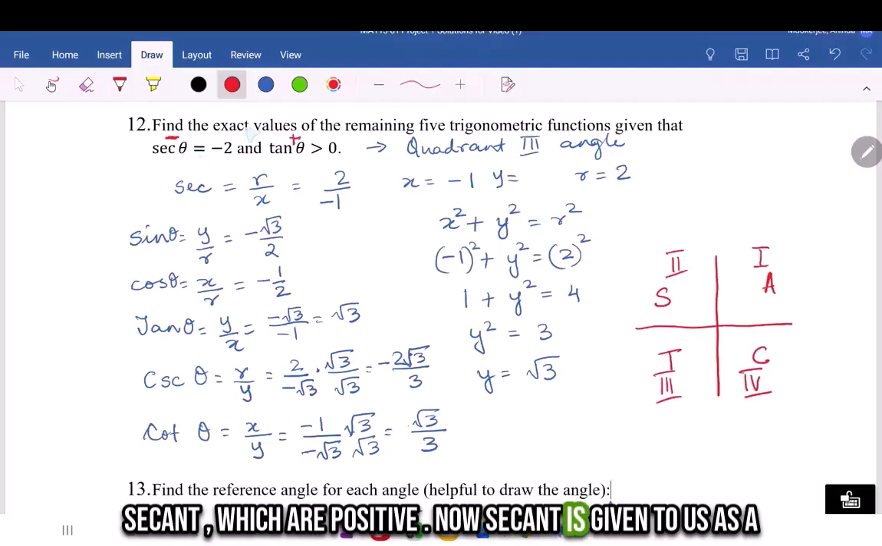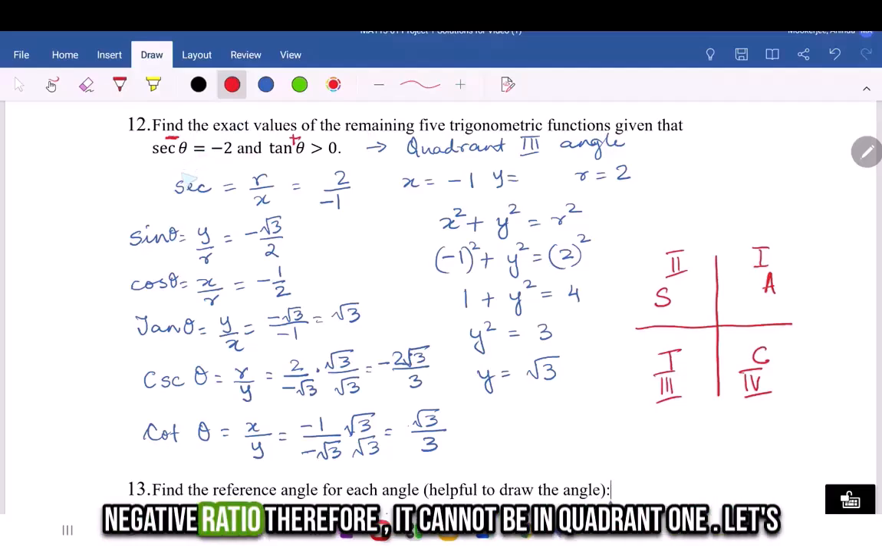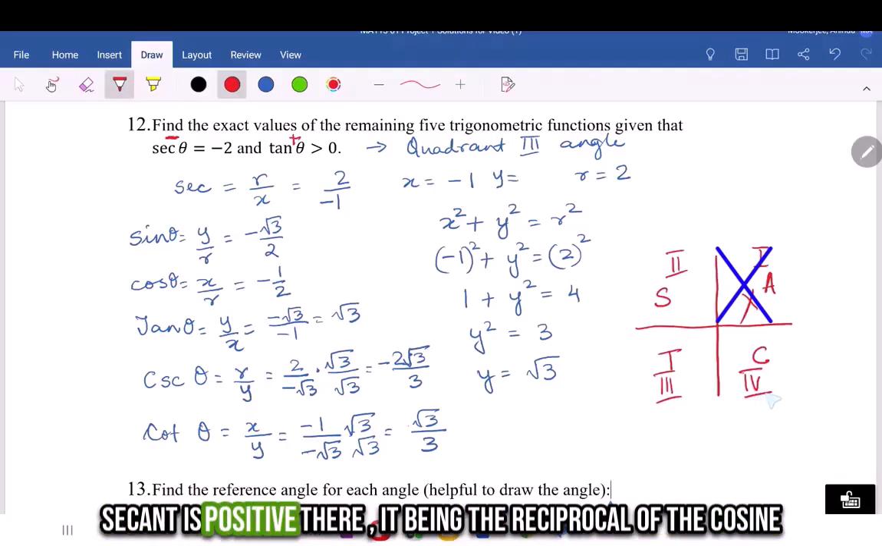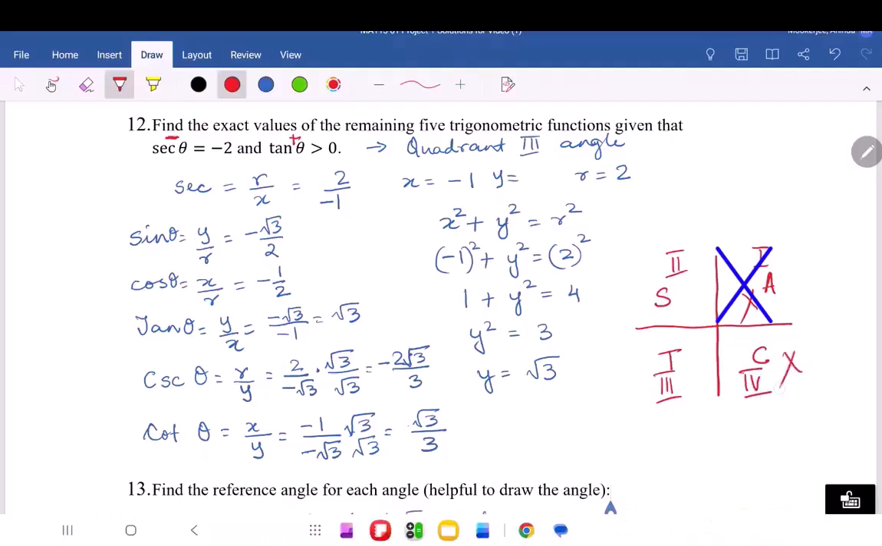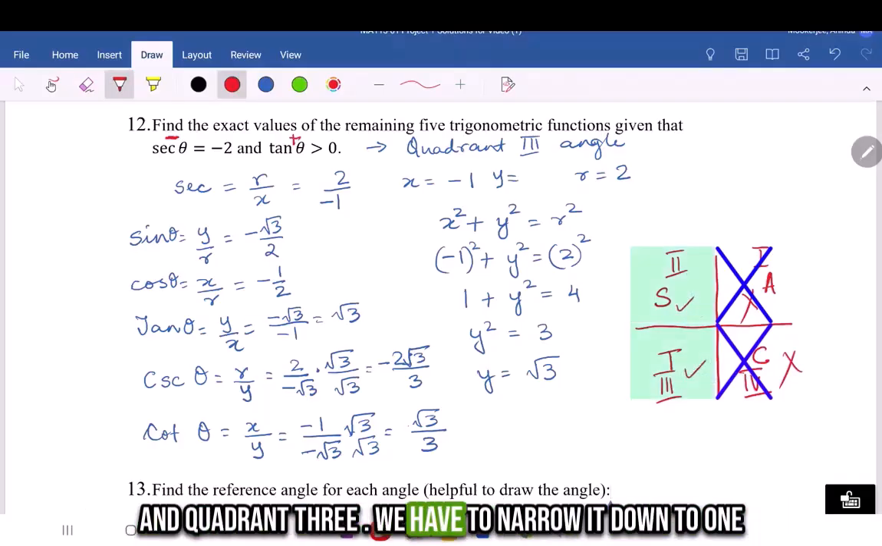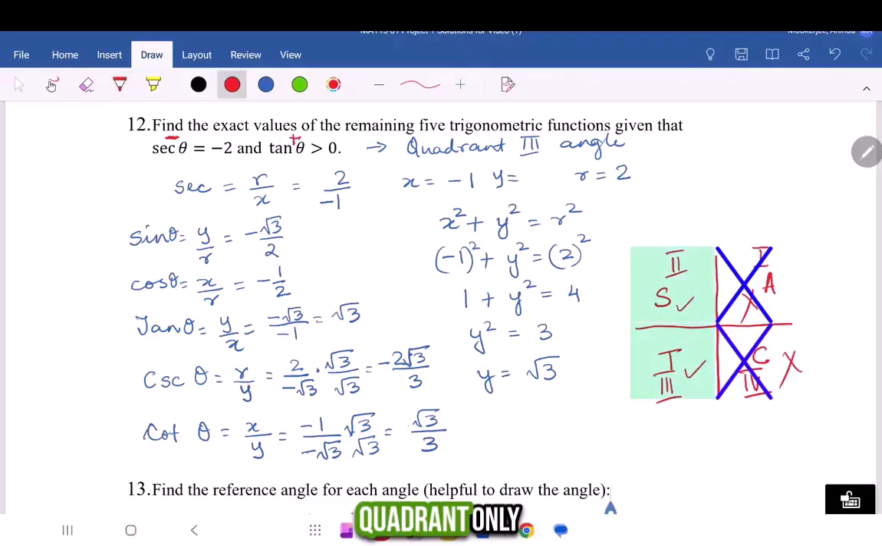Now, secant is given to us as a negative ratio. Therefore, it cannot be in quadrant 1. Let's cross that out. It cannot be in quadrant 4 either because secant is positive there, it being the reciprocal of the cosine function. So let's cross that out too. The choice is between quadrant 2 and quadrant 3. We have to narrow it down to one quadrant only.